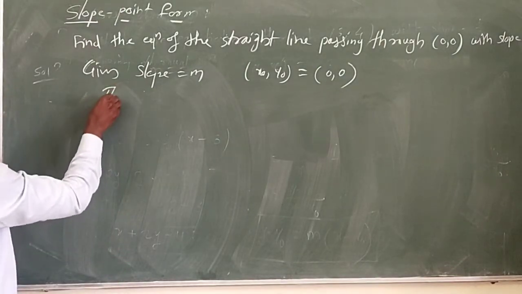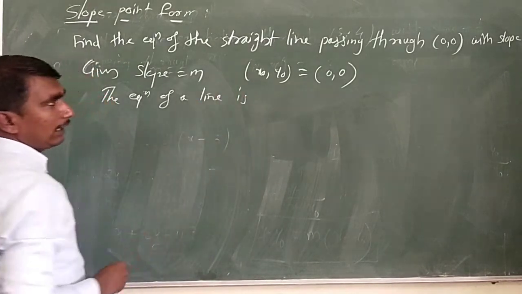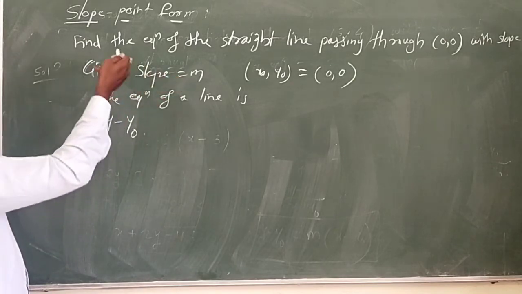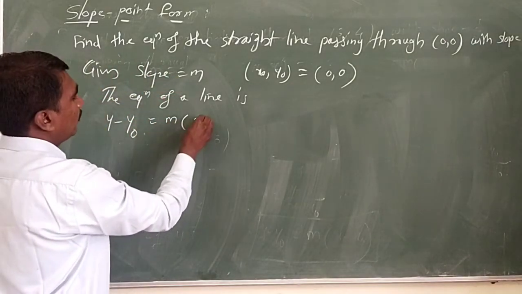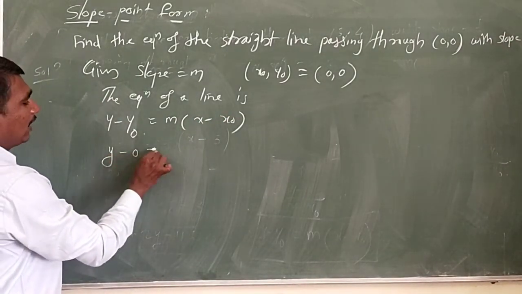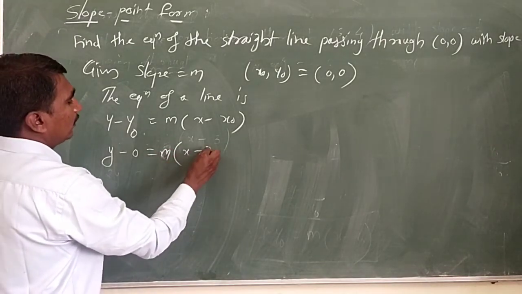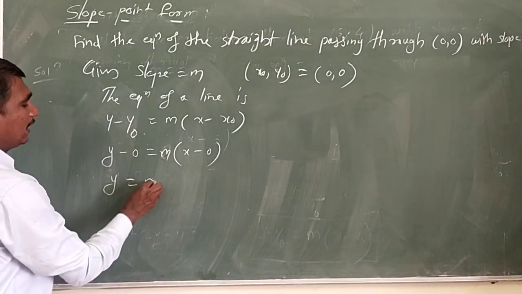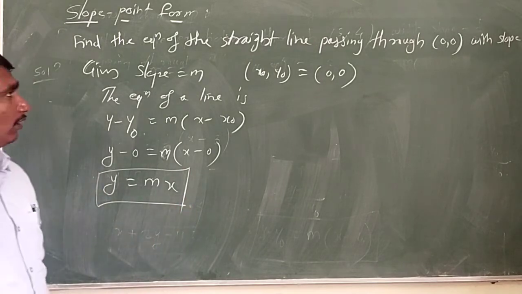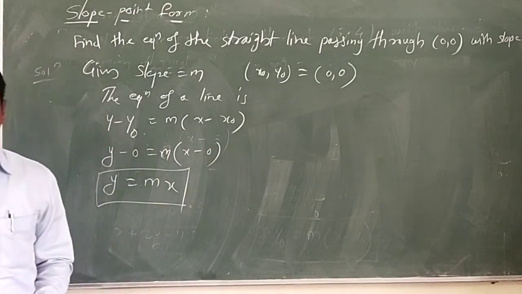So therefore the equation of a line in slope point form, that is, one point is given and slope is given: y minus y0 is equal to m into bracket x minus x0. That is y minus 0, slope is m, into bracket x minus 0. So this is equal to y is equal to mx. This is the required solution. Okay. So here is the concept. The slope point form is over. Thank you.